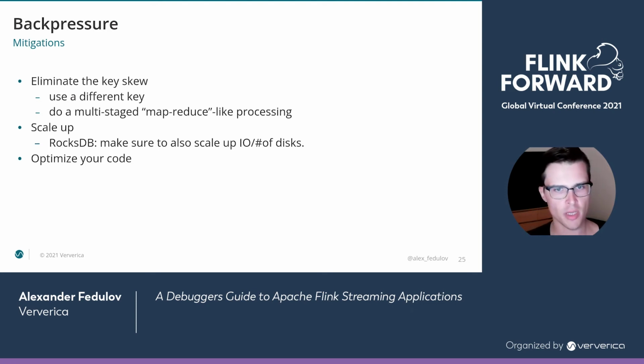If during your debugging analysis you come to the conclusion that your pipeline is not backpressured because of the key skew, but you simply cannot process the input data fast enough, the right thing to do is scale up, add additional resources. When you do so, make sure that you scale up all resources accordingly. So if you're using RocksDB as your state backend, you need to make sure that you also gain additional IOPS.